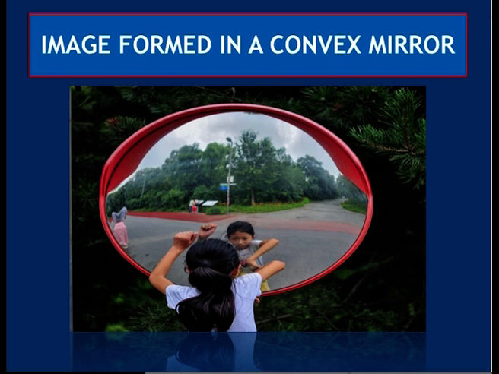Yes children, at the same time you are able to see so much area of the background also. In the background you can see the two roads and so many trees. Right children, that means the convex mirror is showing us a large view of the image.